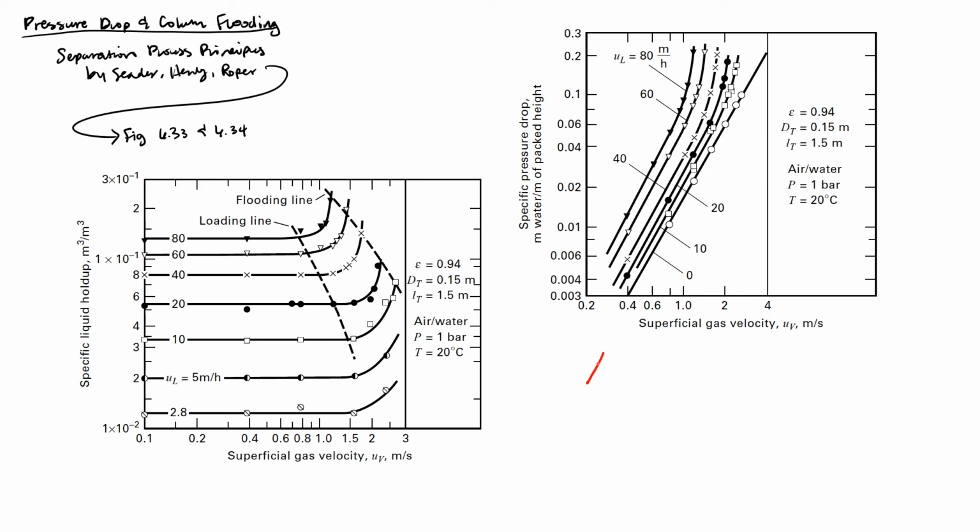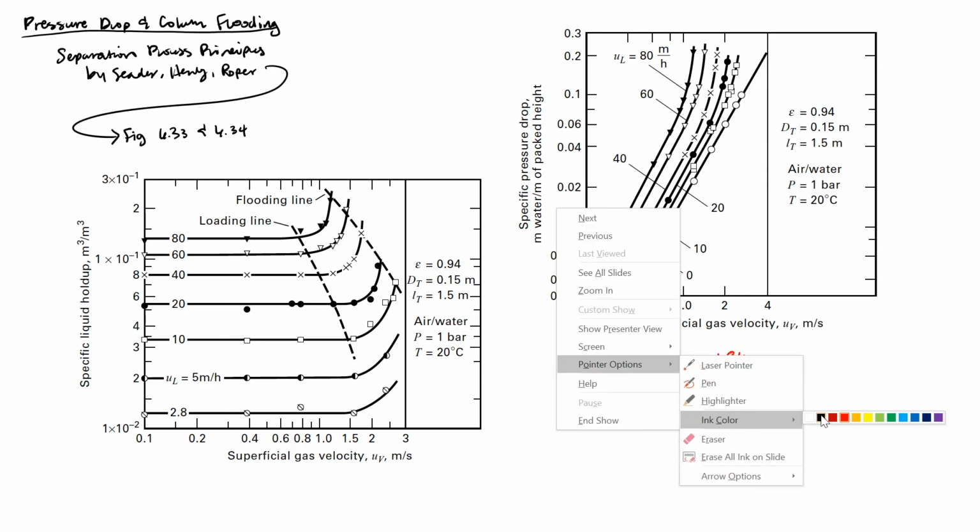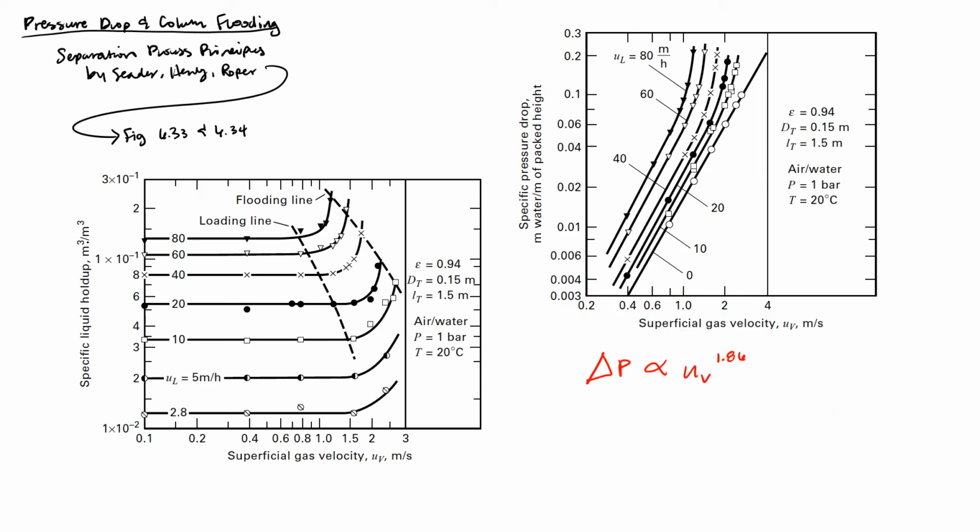From our textbook, we expected that the pressure drop is proportional to the gas flow rate raised to the 1.86 power. Knowing this correlation, any deviations indicate that the system is approaching flooding.